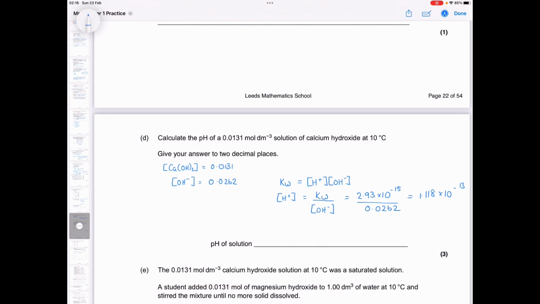negative log to the base 10 of that, is equal to 12.95. Once our answer to 2 decimal places is 12.95.